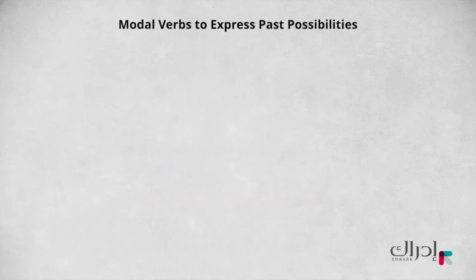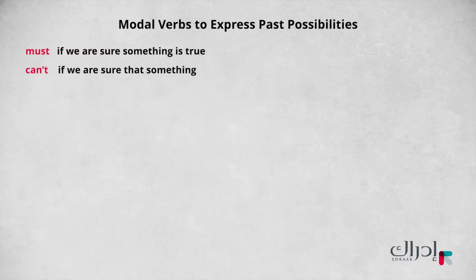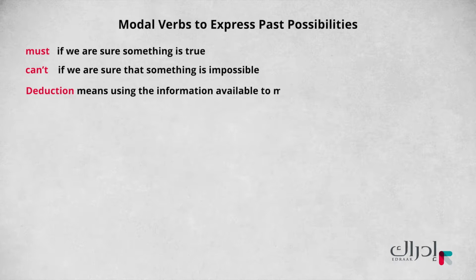Hi everyone. Remember, when making deductions, we use must if we are sure something is true, and can't if we are sure that something is impossible. Deduction means using the information available to make a guess or draw a conclusion about the facts.